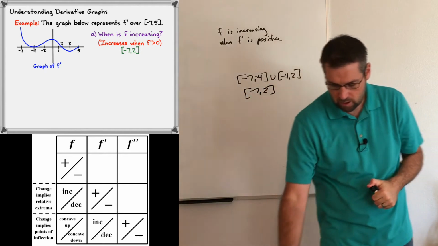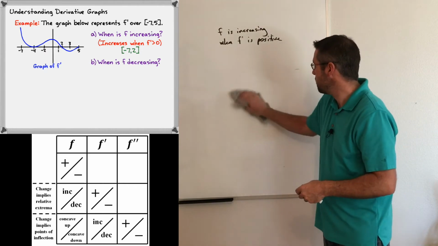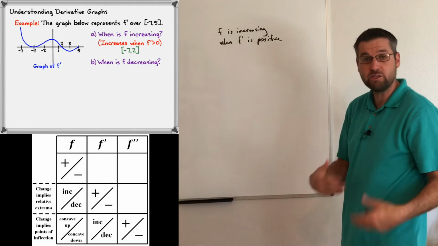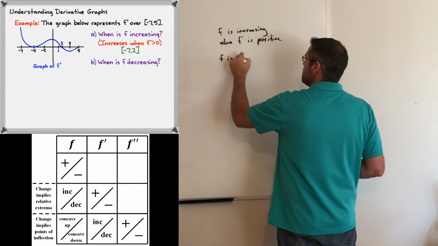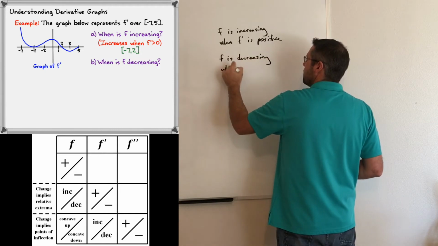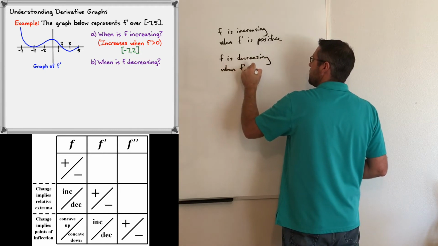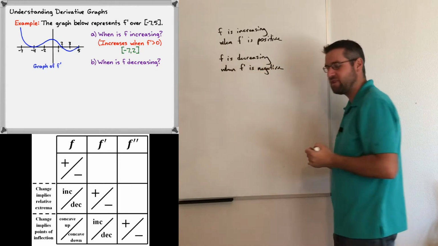Okay? So for question B, when is f decreasing? Well, let's go ahead and justify that according to the graph that they gave us. We would say that f is decreasing when f prime is negative. Okay, so we are looking at the f prime graph.